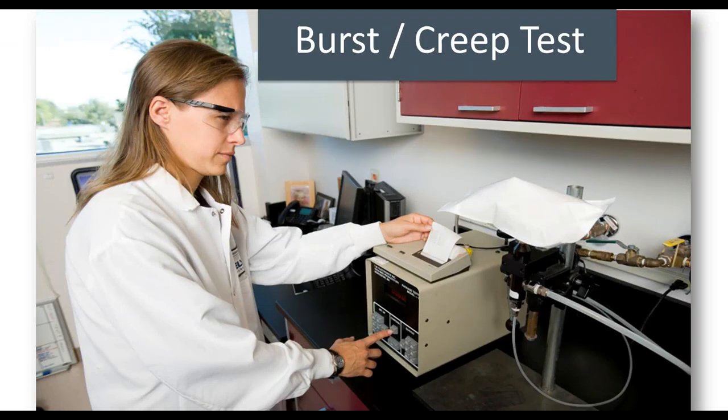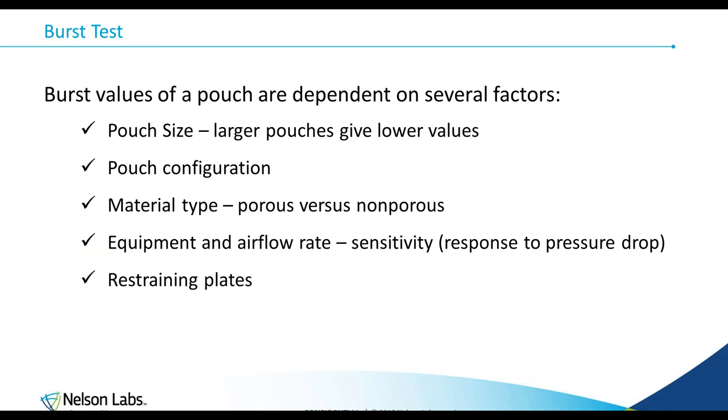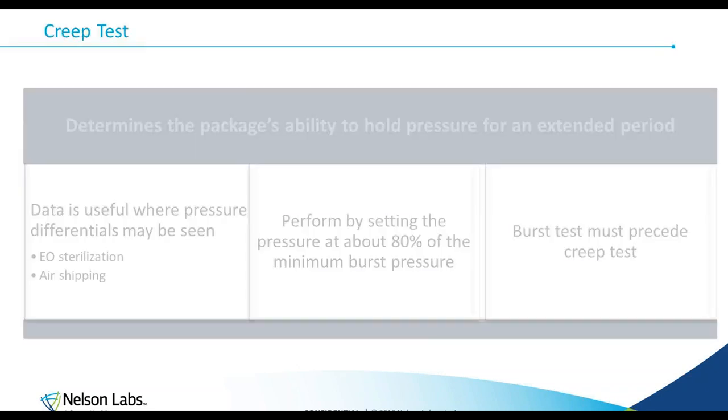The next strength test is the burst/creep test. This is performed by pressurizing the package until a seal bursts. Burst values can be affected by pouch size. Larger pouches often give lower values. Pouch configuration, whether the top of the pouch is down or the Tyvek portion is out versus the poly side being up. Material type, porous versus non-porous. Airflow rates can affect burst values, as well as restraining plates used in the test method.